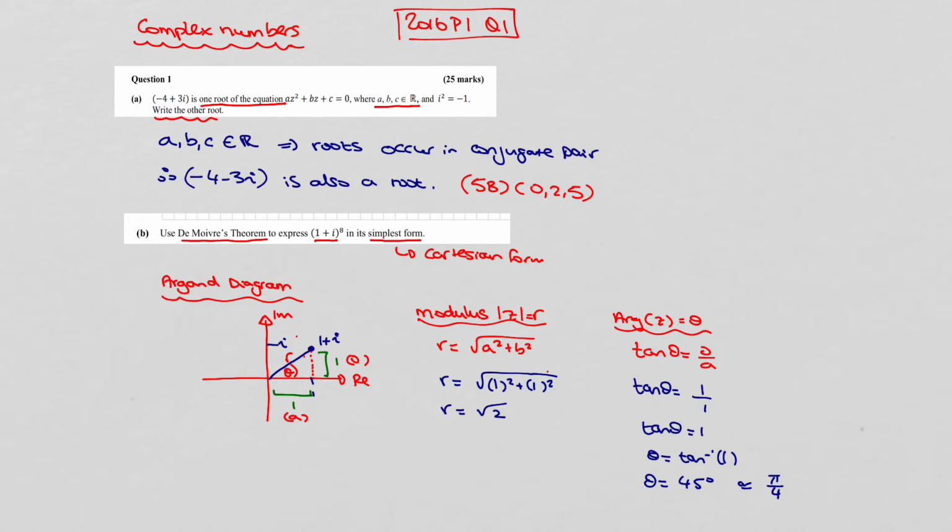So it's important to check what quadrant we lie in, and we can see that we are in the first quadrant. So therefore this is our angle. So now we're going to write this in polar form next. When writing our complex number in polar form, it's z is equal to r times cos theta plus i sine theta.